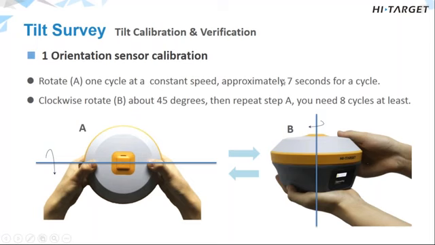So the procedure is you do the operation as in picture A and B, and then back to picture A and B again. So repeat this procedure about 8 circles. And after the calibration is completed in each direction, there will be a ding-dong sound to indicate success. Otherwise, you need to do this calibration again. So this part is all about the orientation sensor calibration.